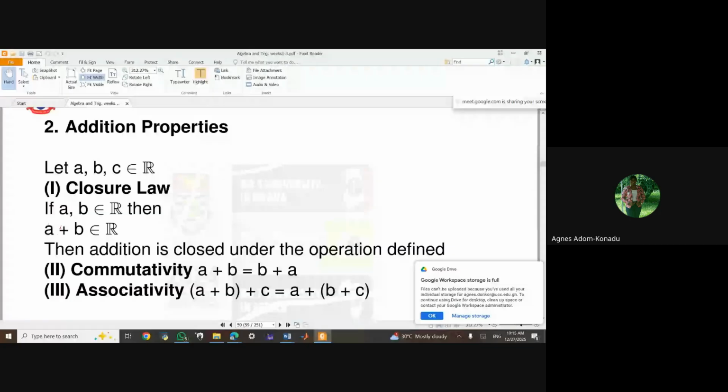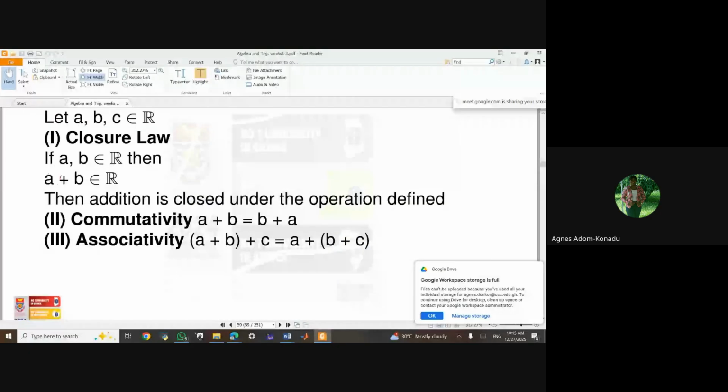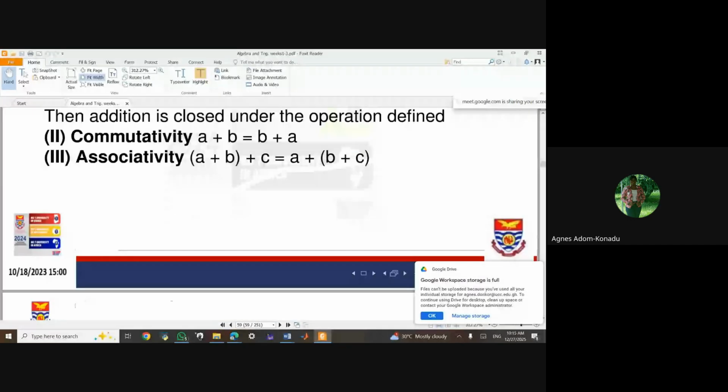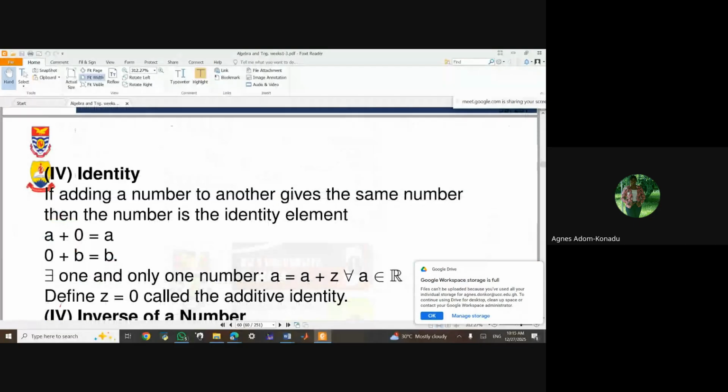So if I add two real numbers and I get a real number, it means that it obeys the closure property. And we know that any real numbers that we add, we're going to get a real number. So addition is closed under the operation defined. So you remember closure. And then the commutative property says that A plus B is the same as B plus A. And then the associativity property is also obeyed under addition. Then we have what we call identity.